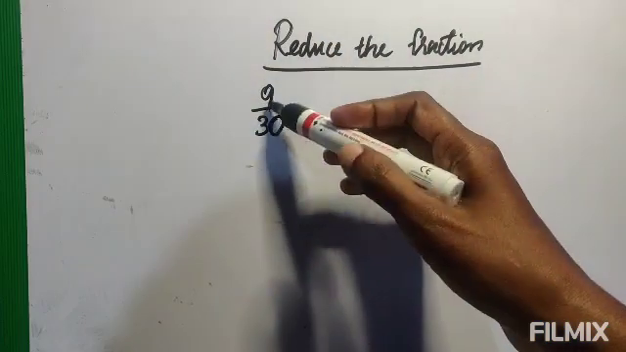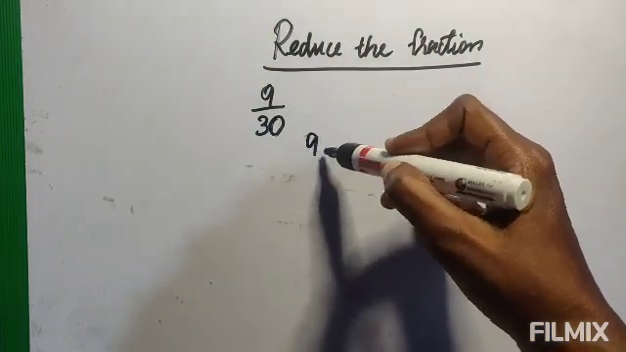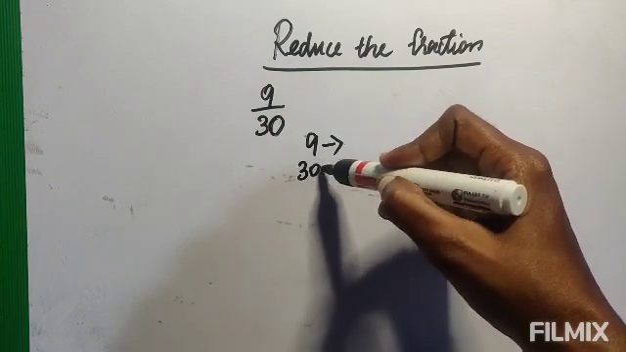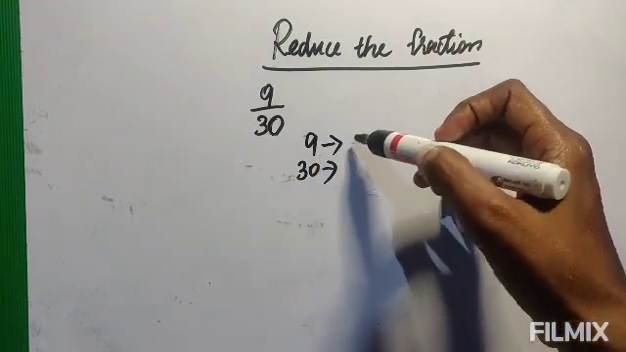Find the HCF of 9 and 30. Okay, HCF we have already learned how to find. First you will write the factors of 9, then you will write the factors of 30, then you have to find the common factor. So which numbers can divide 9, you have to find out.